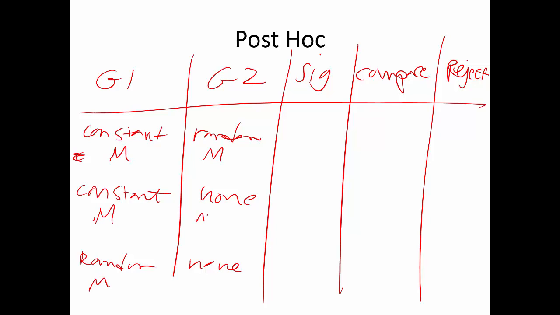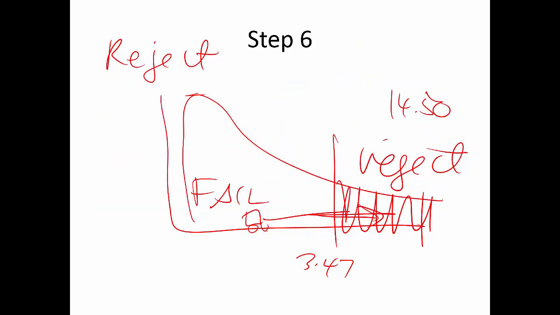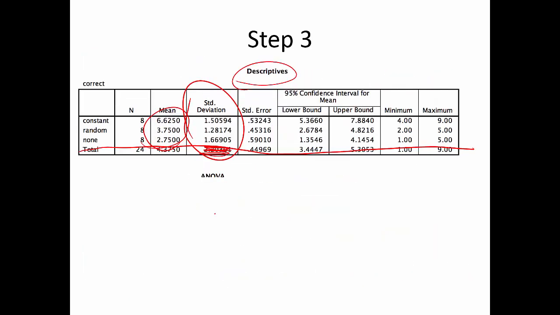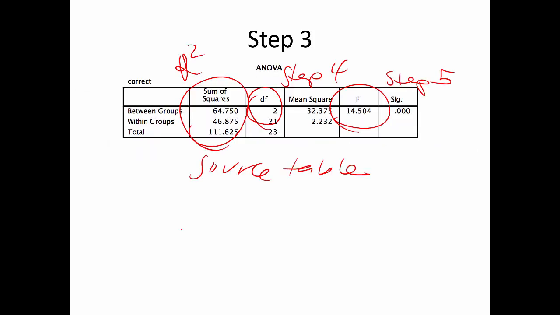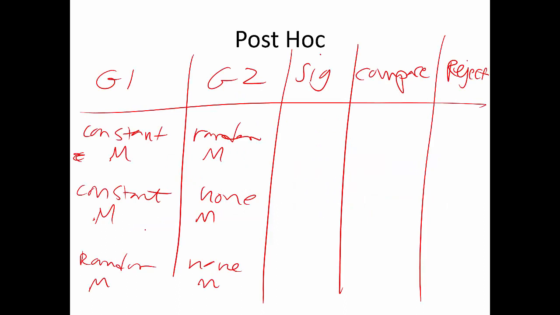And random and none. So let's back up a couple slides here to the descriptives box. More than a couple. Half the slides. Wait, one more. There we go. So the constant group is scoring 6.63. And then we've got 3.75 and 2.75. So let's add those here.